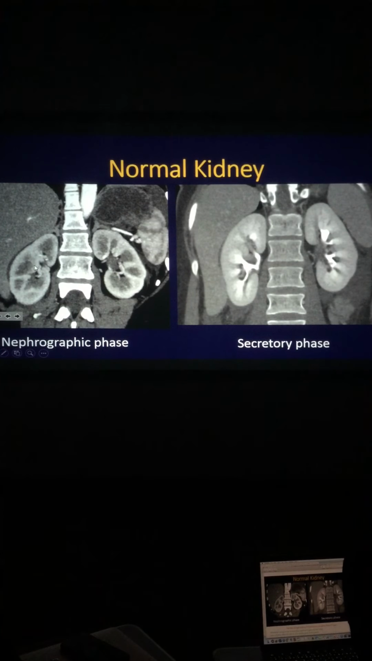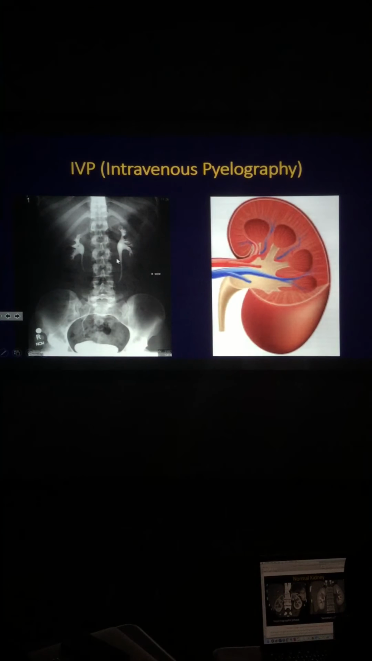This is the early, you can say, nephrographic phase, and this is the excretory phase. That means at this phase, when you take an X-ray, you'll find the quality will be like this. Okay, clear to all of you?